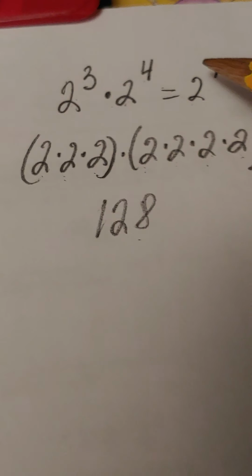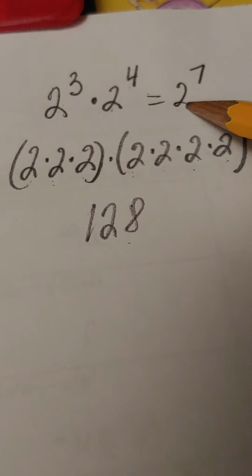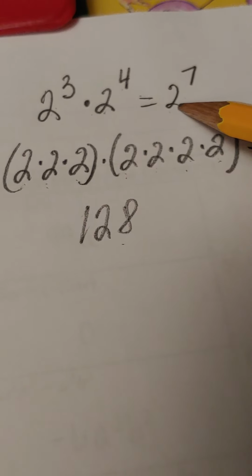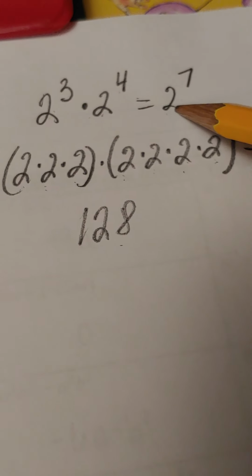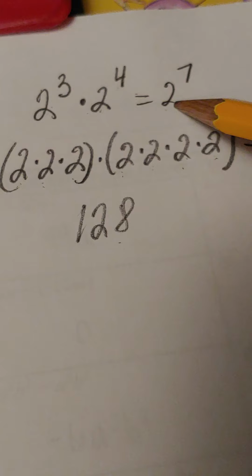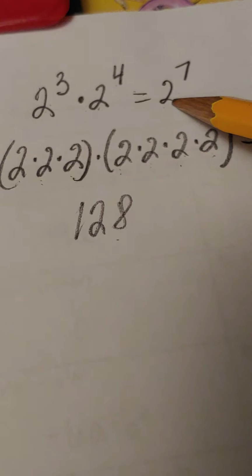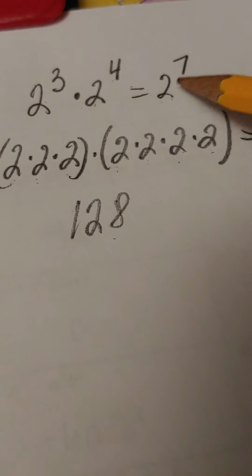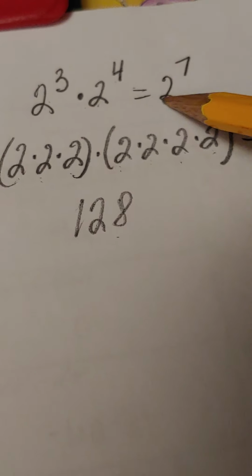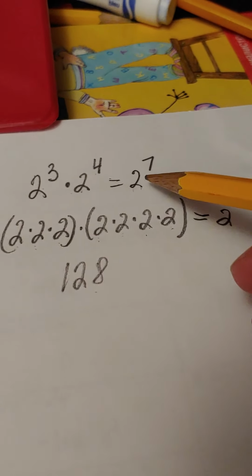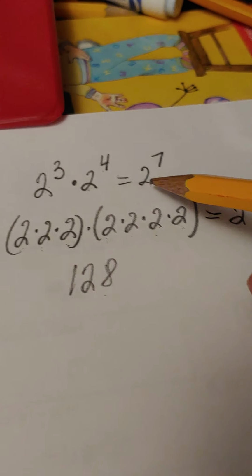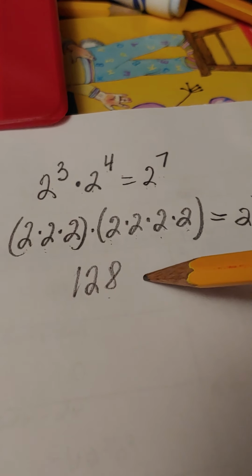Let's figure it out. 2 times 2 is 4. 4 times 2 is 8. 8 times 2 is 16. 16 times 2 is 32. 32 times 2 is 64. 64 times 2 is 128. So that's correct. 2 to the 7th power is 128. I'm sorry. We just proved this rule.